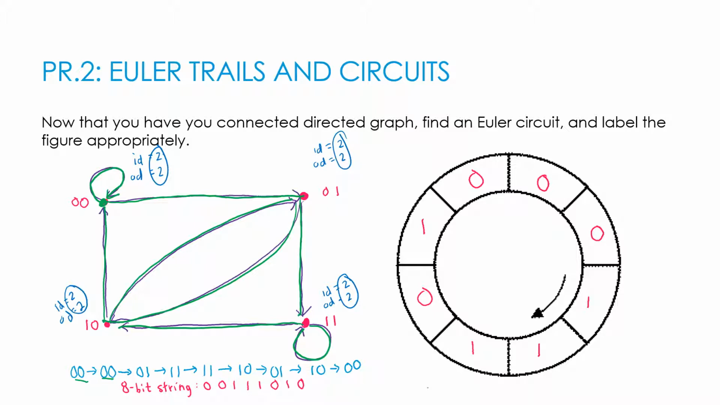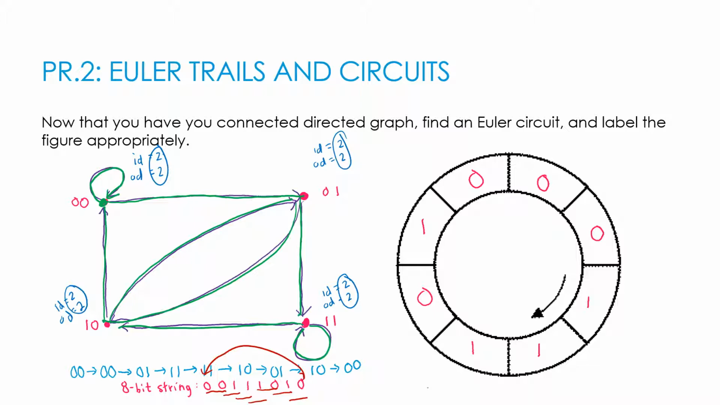Now, again, how did that help me to solve this problem? Because now I have my correct 8-bit string. Where did it come from? I had 0,0 to 0,0 to 0,1 to 1,1 to 1,1 to 1,0 to 0,1 to 1,0, and then this one would go back to the beginning.